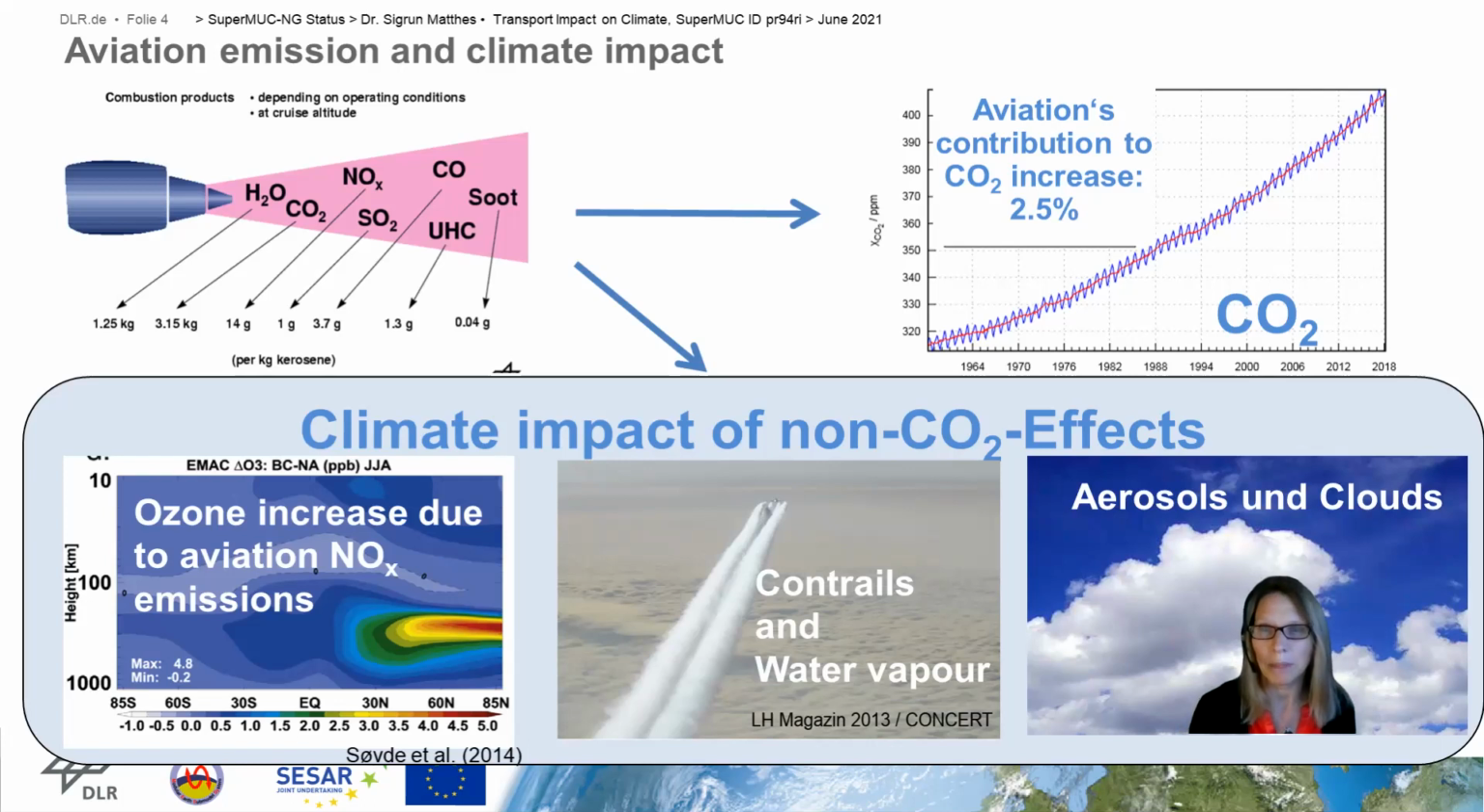So if we look at the atmospheric impacts, on the one hand side, there is the CO2, which is known as a greenhouse gas, and where the atmospheric concentration is increasing steadily, with aviation contributing about 2.5% to the anthropogenic CO2 increase, while on the other hand, there are the climate impacts of the non-CO2 effects. The visible non-CO2 effects are the contrails and contrail cirrus, but there are more. There is also water vapor. There are chemical effects due to the nitrogen oxides in atmospheric chemistry, which cause ozone formation and methane destruction, but also aerosols and cloud effects.